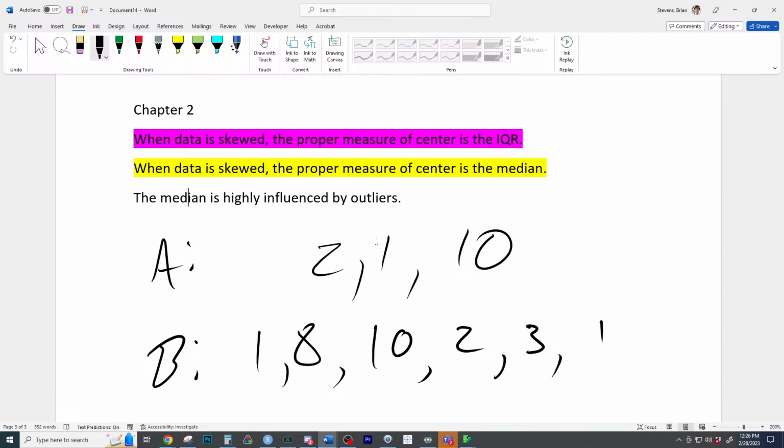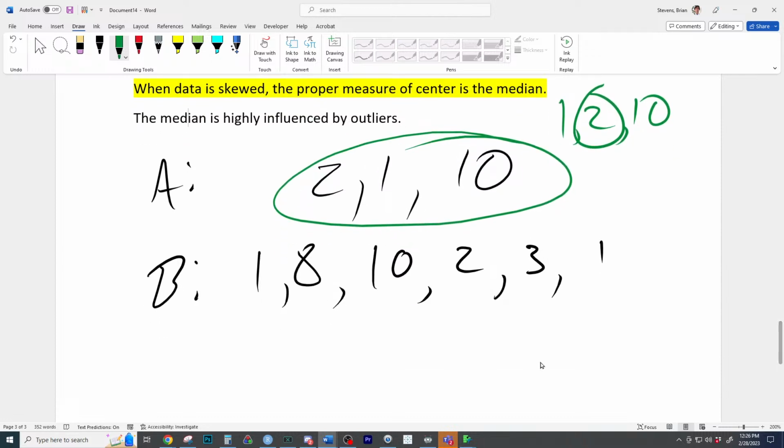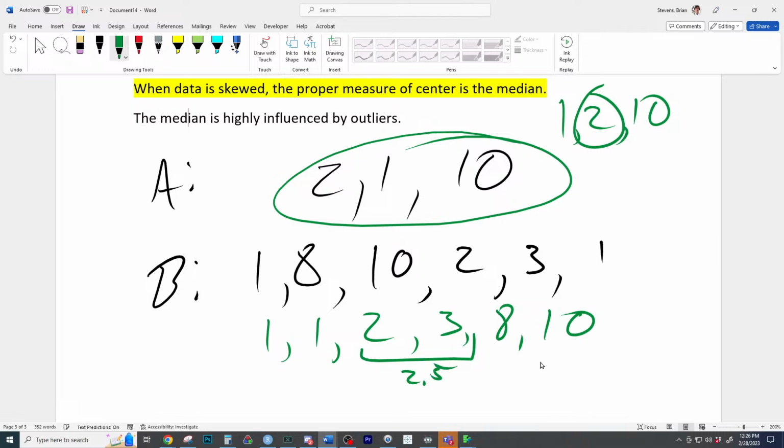Well, is it 1? Is it 2? What do we always do when we find the median? The first thing to do is to put the data values in order. So 1, 2, 10, middle number. So then notice B, and B is 2.5. I think it might be. So we have to go here 1, 1, 2, 3, 8, 10. There is no middle number, so we average those right there.